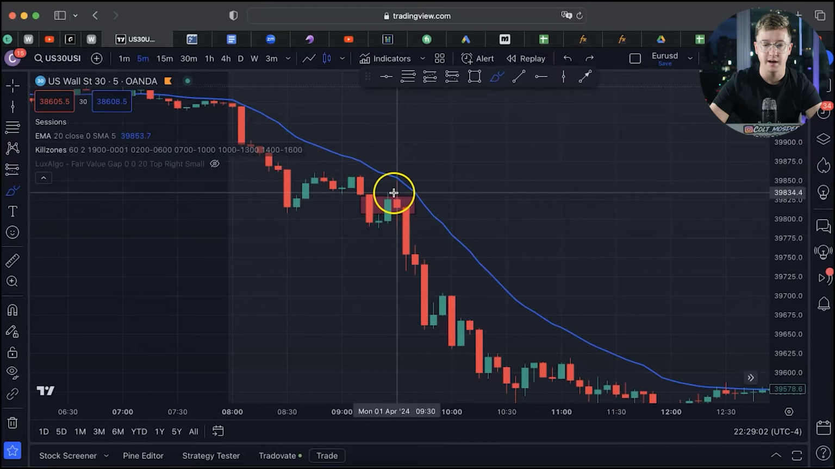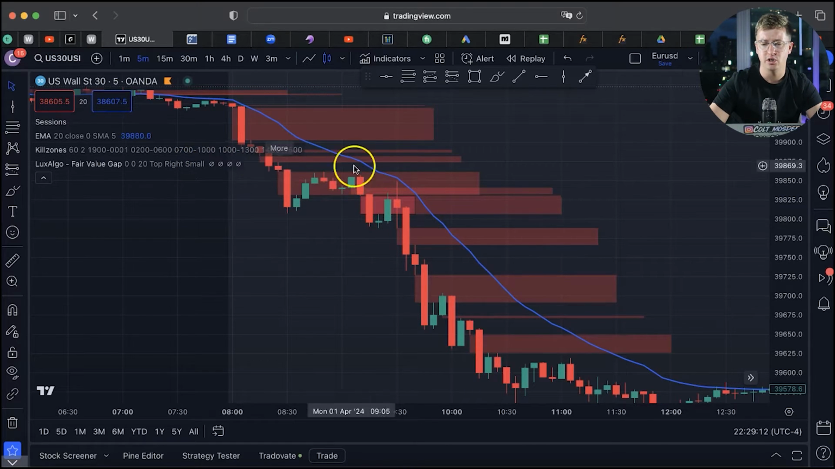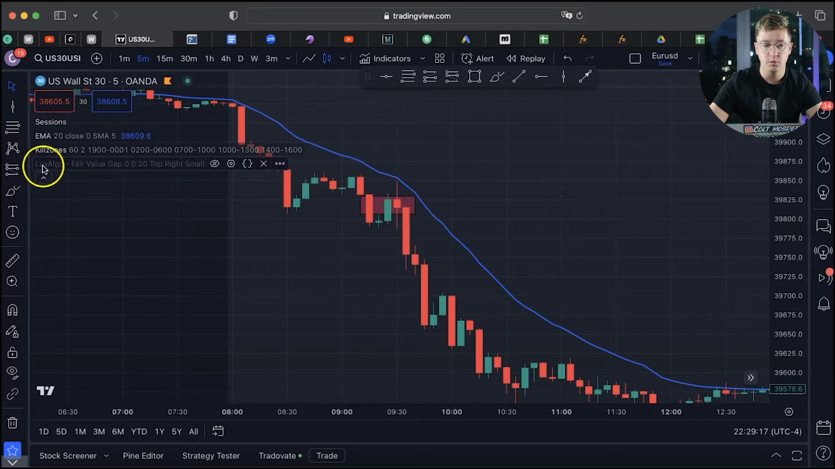We have our fair value gap form, and look at how perfect this is. If we turn our indicator back on, there's our fair value gap right here. So I'm going to just turn it off because there's all these fair value gaps right here and it's kind of overwhelming to see. So this is what we're focused on.